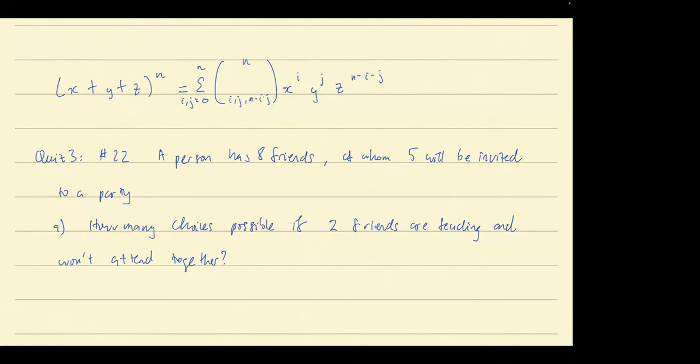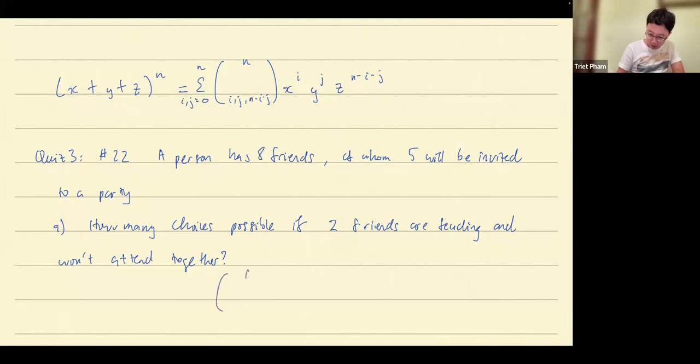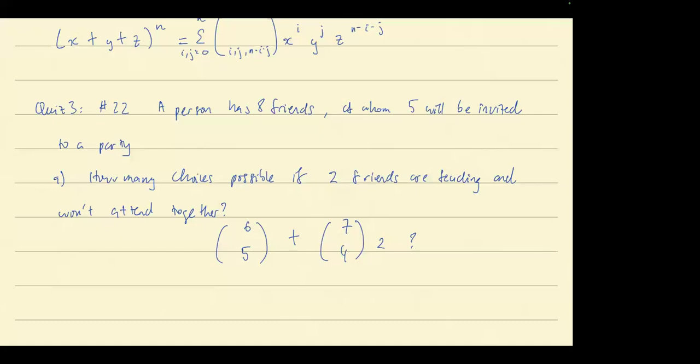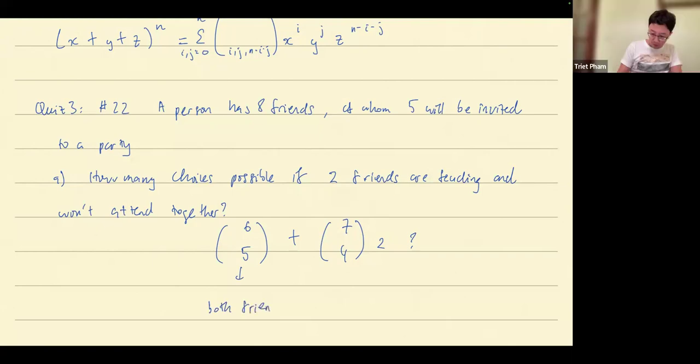Is it something like 6 choose 5 plus 7 choose 4 times 2? Not so sure, but let's write it down. Say 6 choose 5 plus 7 choose 4 times 2. Can you explain your reasoning? My reasoning is that 6 choose 5 comes from if both of these people who are feuding don't come. So both friends not invited, right? Okay, yeah, that makes sense.